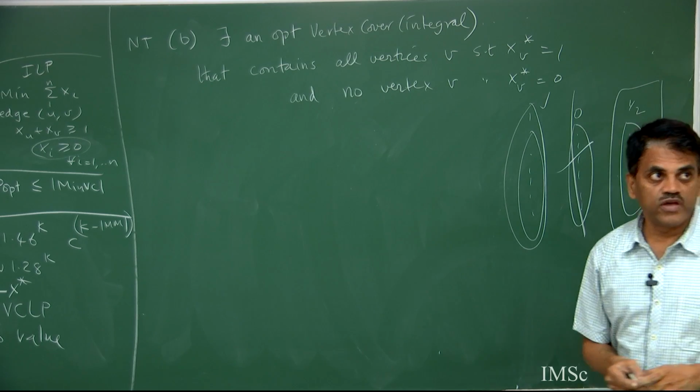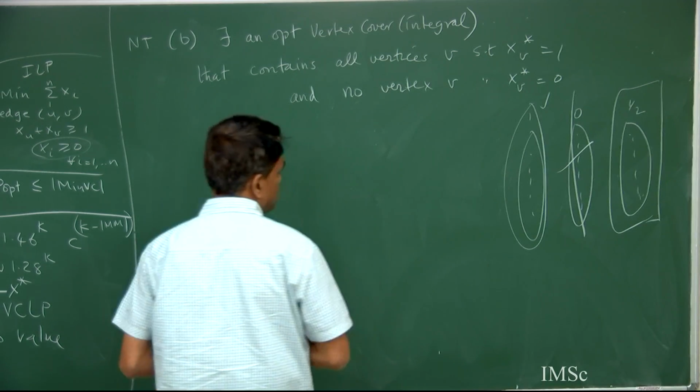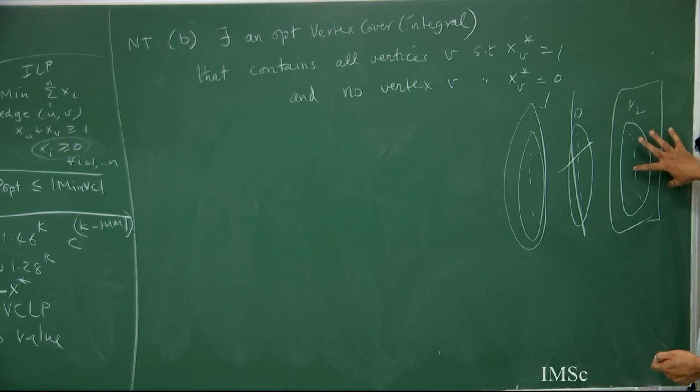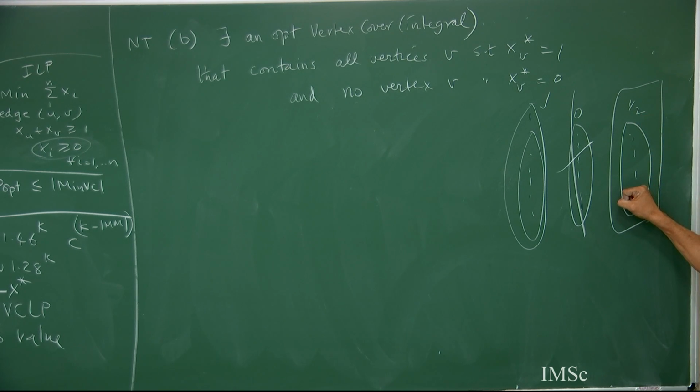Now, one more thing we can show is the following. What would be nice is if on this graph, when I solve the LP, it manages to put some vertices 0, some vertices half, some vertices 1. Then I can further reduce this graph by getting rid of the zeros and ones. So, I will just see if that's possible.